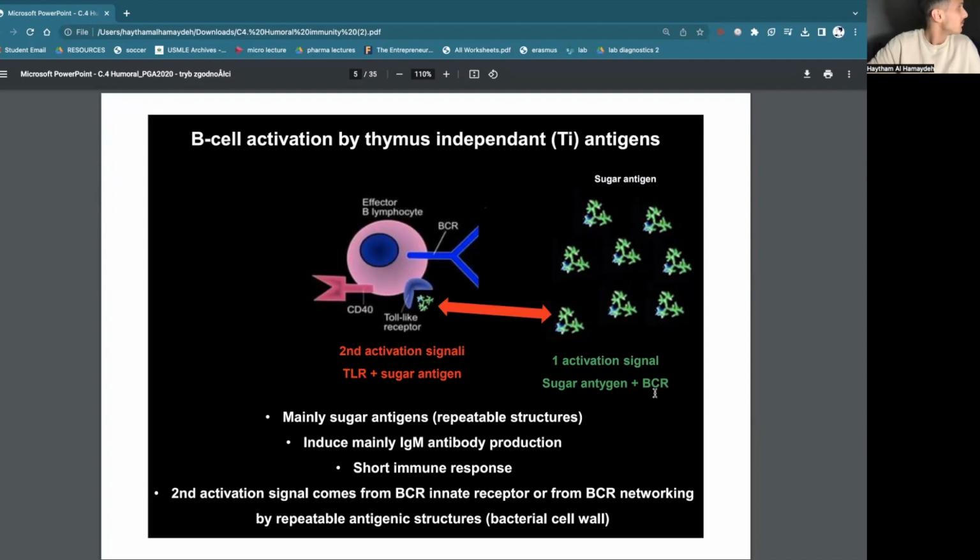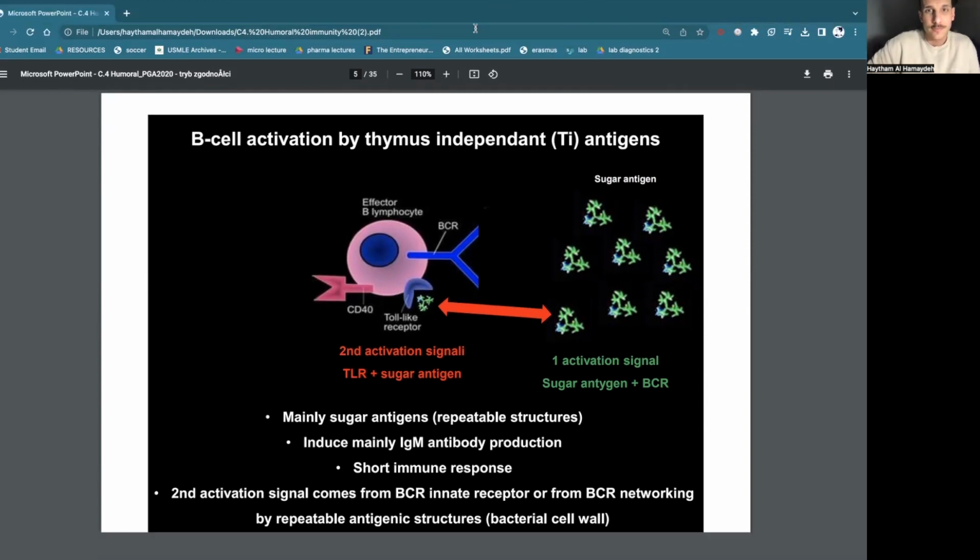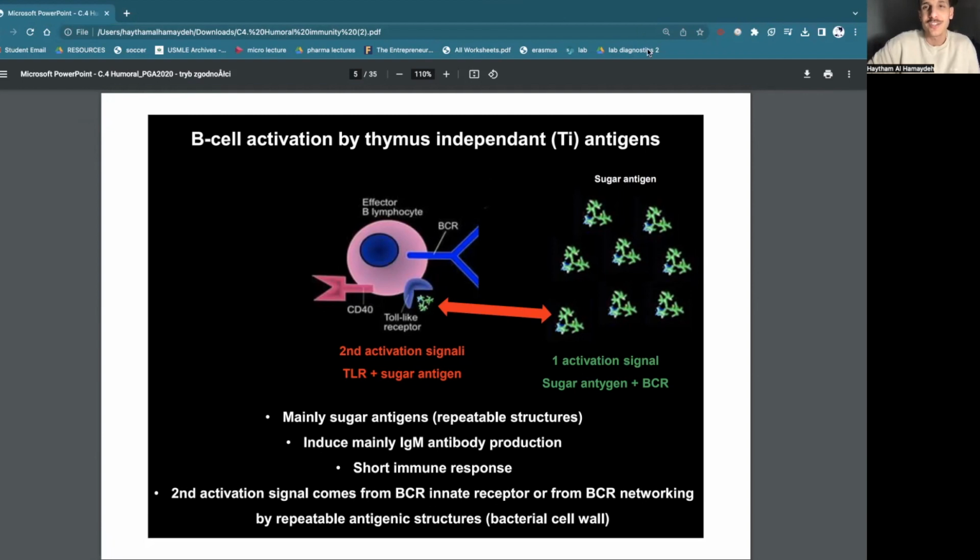Okay? By the way, you're seeing. Okay? First activation signal. And then the second activation signal is what? What? 1 second. Okay, wait. Because you're here.